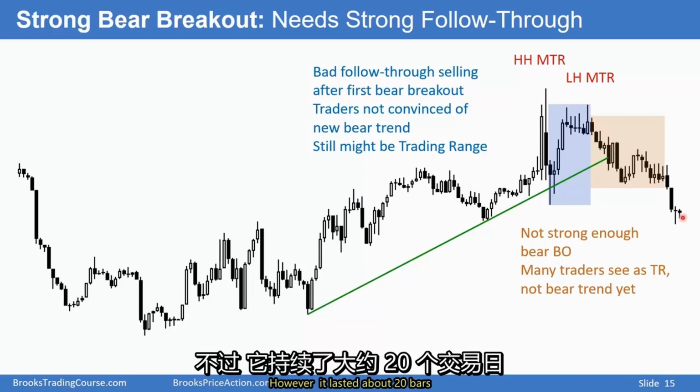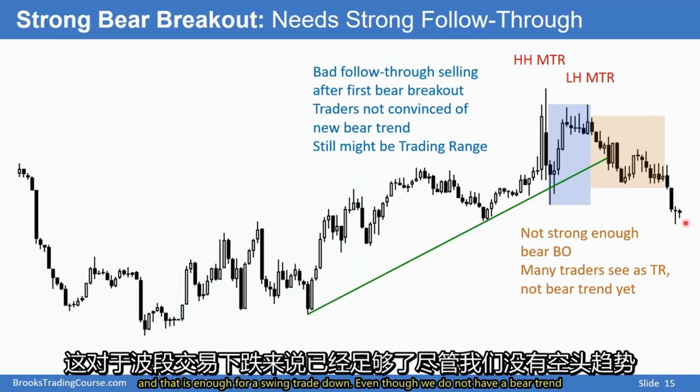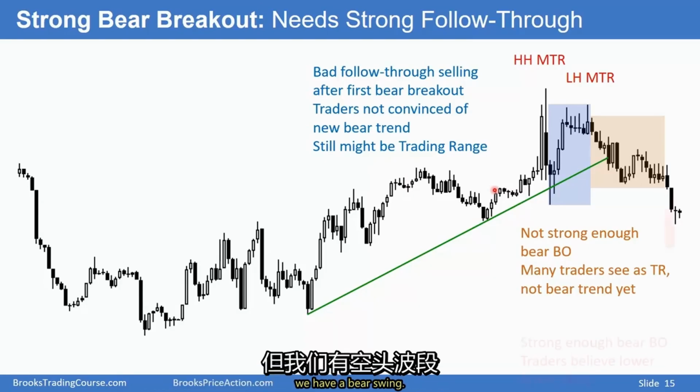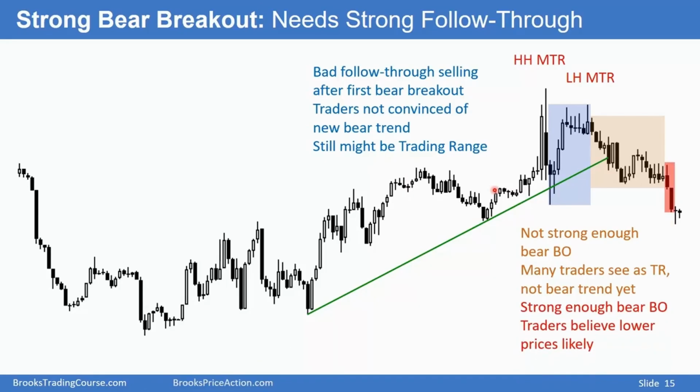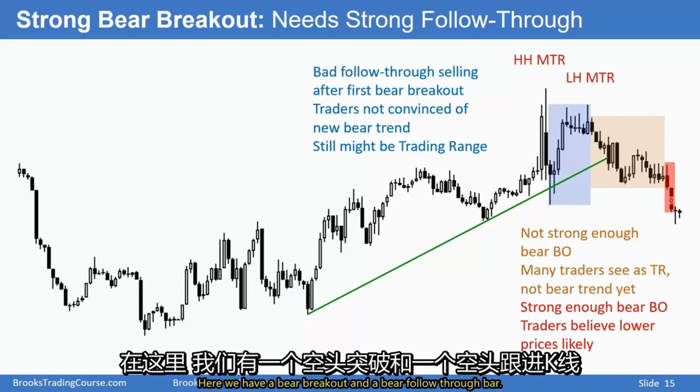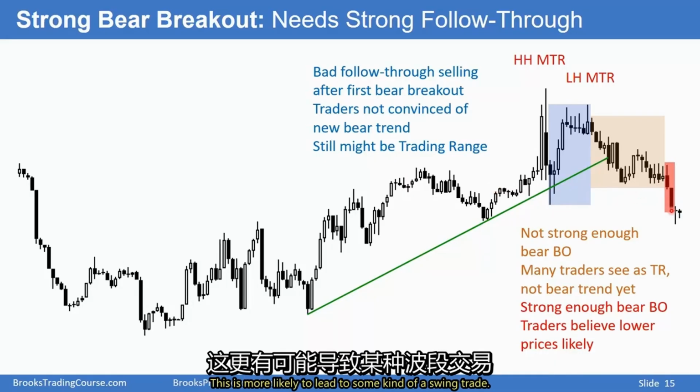However, it lasted about 20 bars, and that is enough for a swing trade down. Even though we do not have a bear trend, we have a bear swing. Here, we have a bear breakout and a bear follow-through bar. This is more likely to lead to some kind of a swing trade.